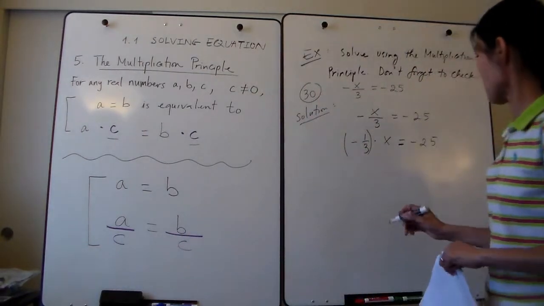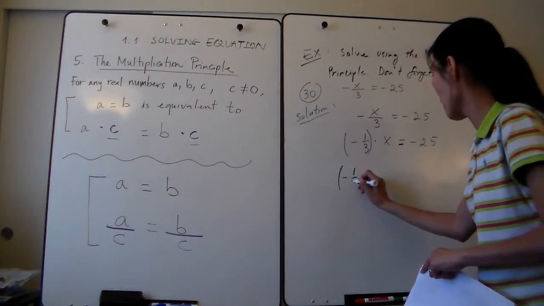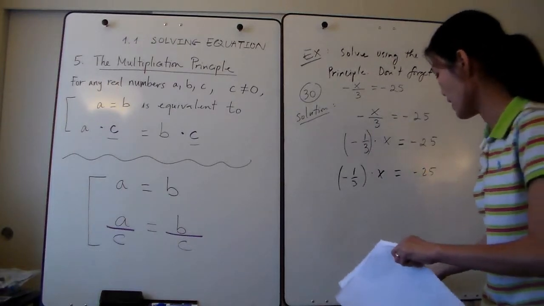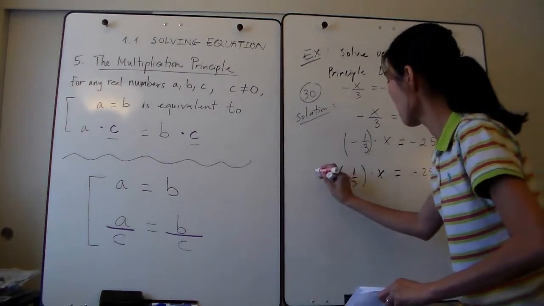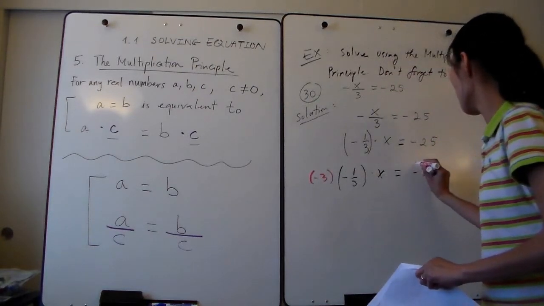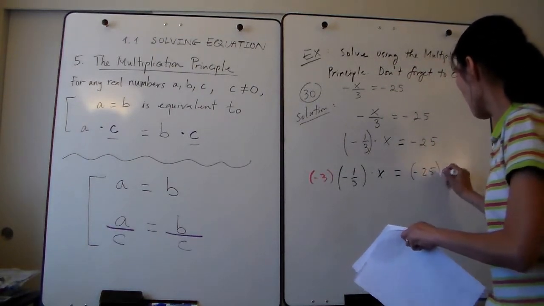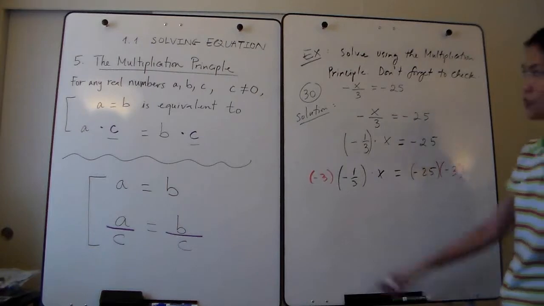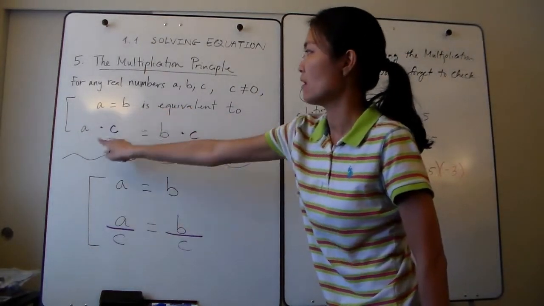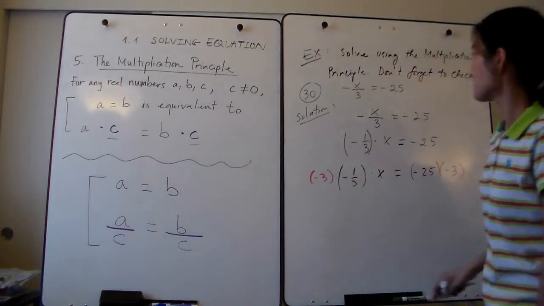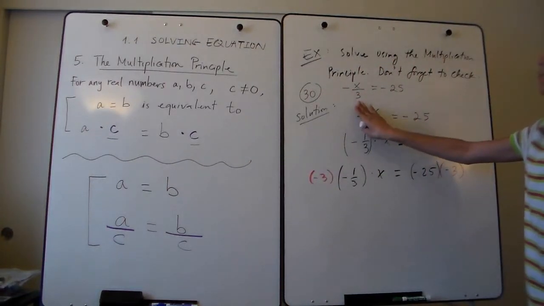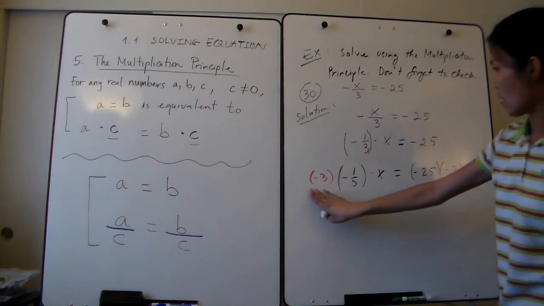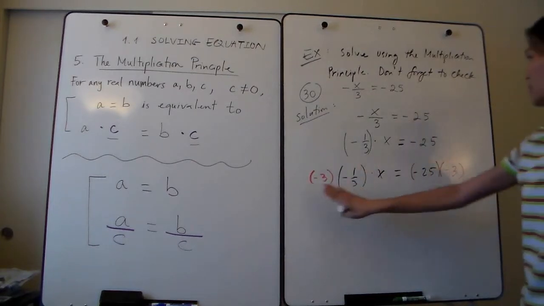So I'm going to multiply by negative 3 on both sides. Do you see that it's equivalent to this? a equal b is equivalent to a times c equal b times c. Same thing. Negative x divided by 3 equal negative 25 is equivalent to this equation times negative 3 on both sides.